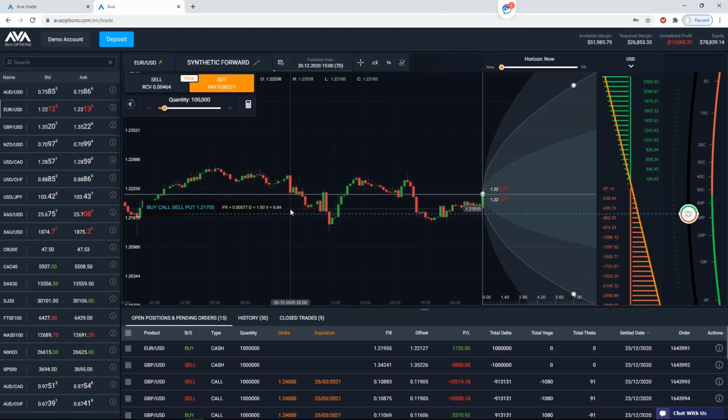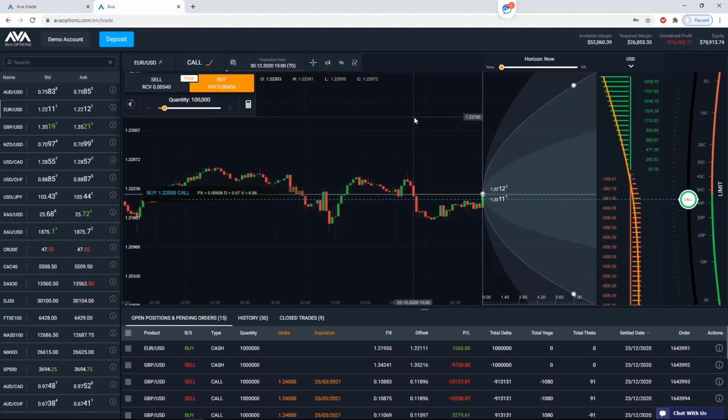The only limitation we have here is that limit orders can only be placed on one option at a time. So you cannot put a limit order on a straddle or a strangle. You can only put limit orders on the individual legs. So there's no limit button here.